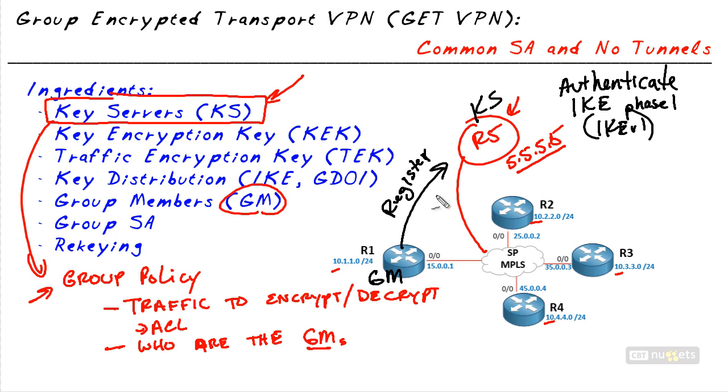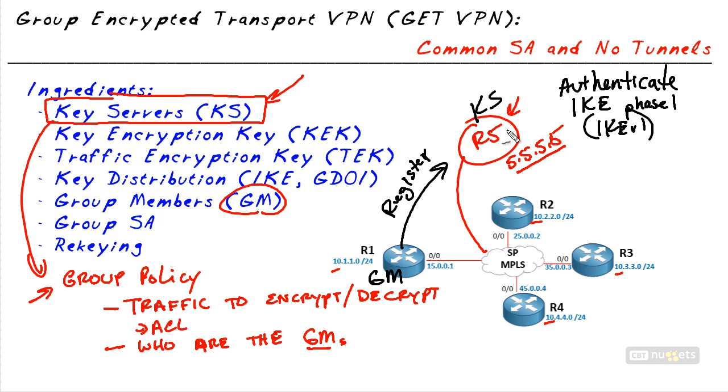So if they negotiate that they're going to use RSA signatures for authentication, that's great. Or if they negotiate with each other that they're going to use pre-shared keys for that IKE Phase 1 authentication, that's fine too, as long as they have compatible keys set up for the authentication piece of IKE Phase 1.